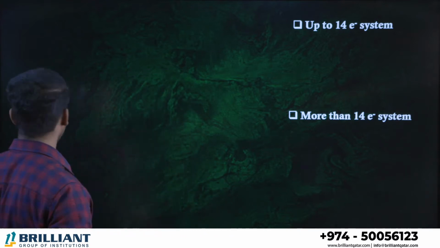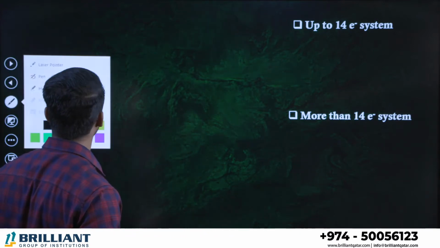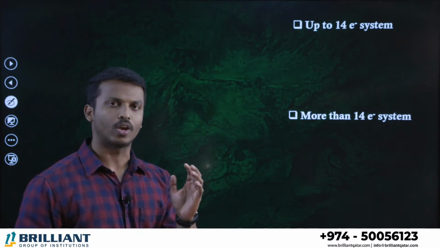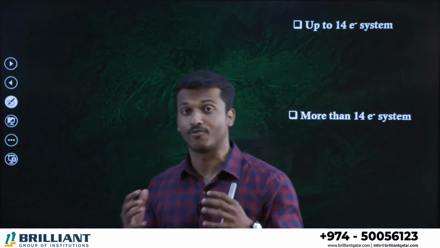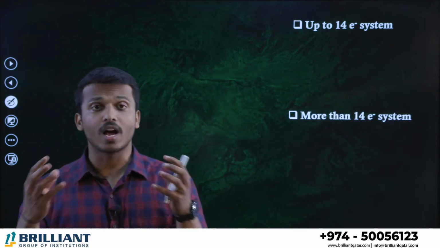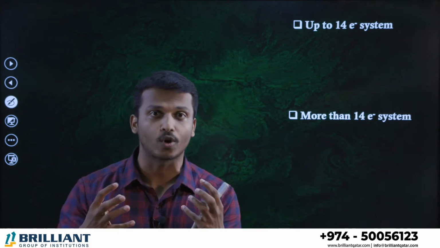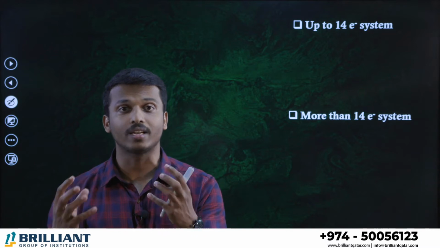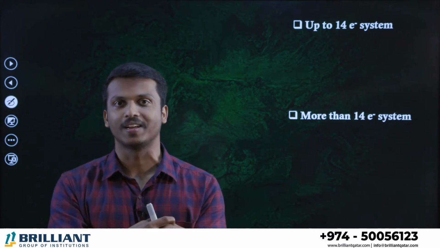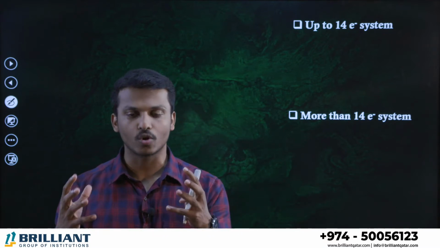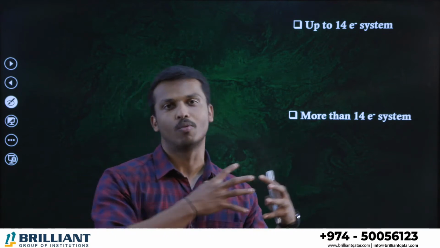So the first question, up to the 14 electron system, what is the order? What is the arrangement of molecular orbitals? Dear students, you know very well how molecular orbitals are forming, right? Atoms are combining together, and you are getting a molecule. Similarly, atomic orbitals, s orbital, p orbital, those kinds of orbitals in an atom, are mixing together, and we are getting molecular orbitals. So atomic orbitals combine, and we will get molecular orbitals.